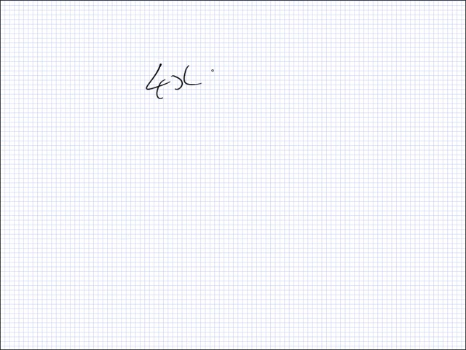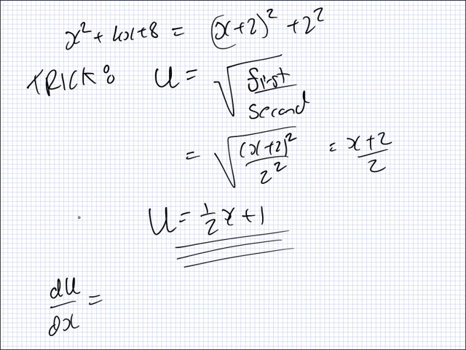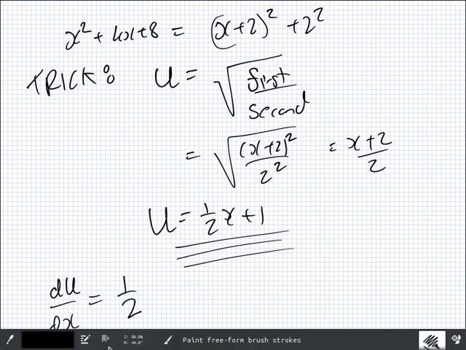What's the derivative of 4x? Zero? No, come on. One? 4. Constant. Oh yeah, 4. So here it's a half. Okay. So dx equals 2 du.